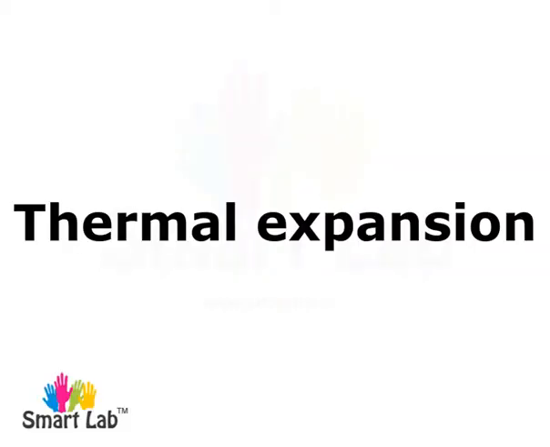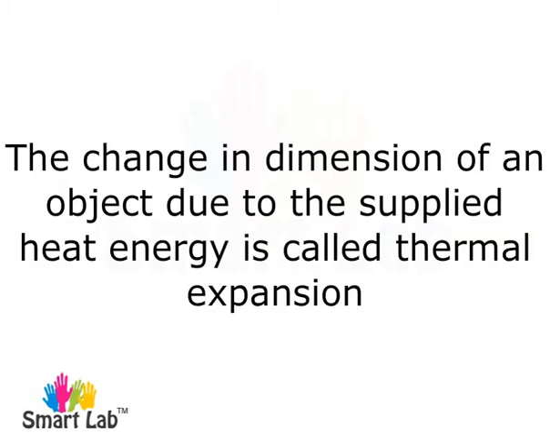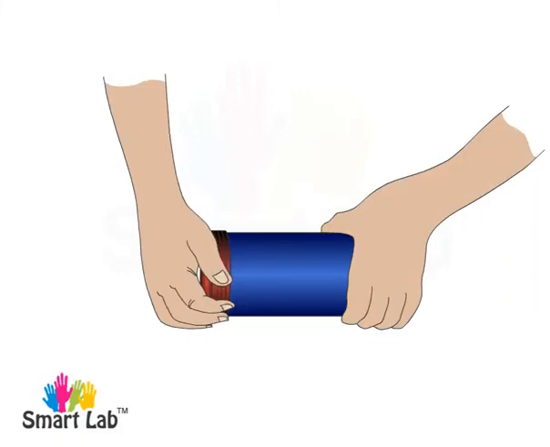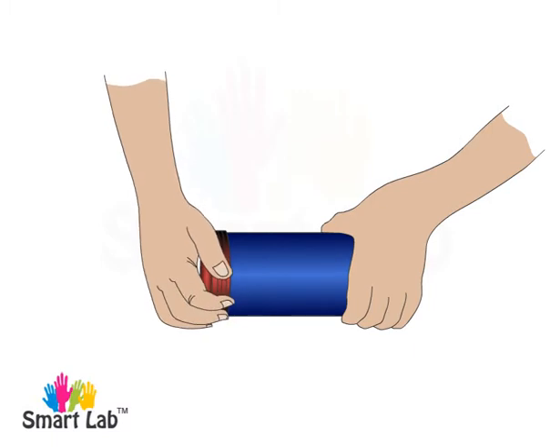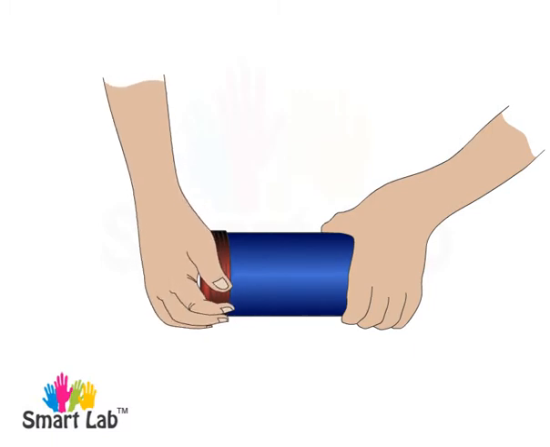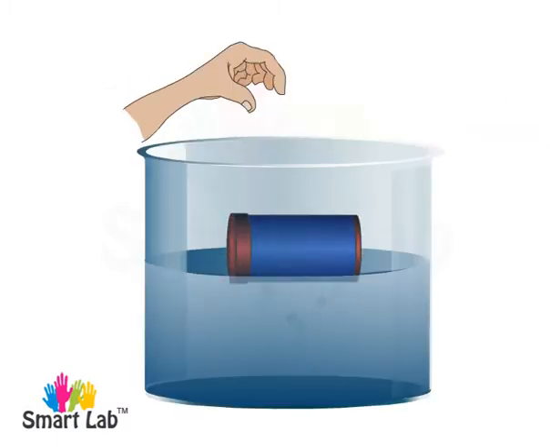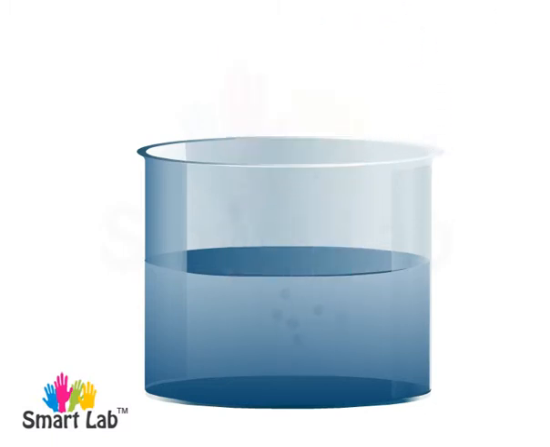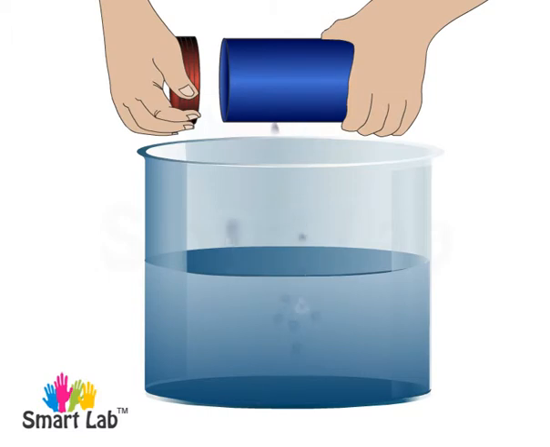Thermal expansion. The change in dimension of an object due to the supplied heat energy is called thermal expansion. For example, most materials expand on heating and contract on cooling. Sealed bottles with metallic lids are tightly screwed that one has to put the lid in hot water to open the lid. This is because the metal lid expands due to the absorption of heat.